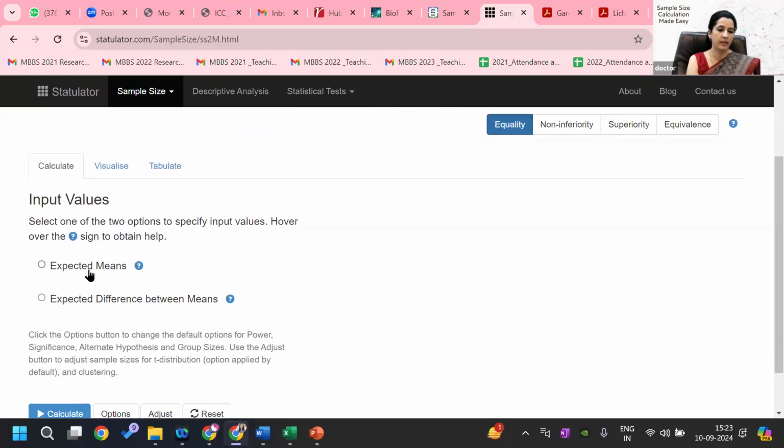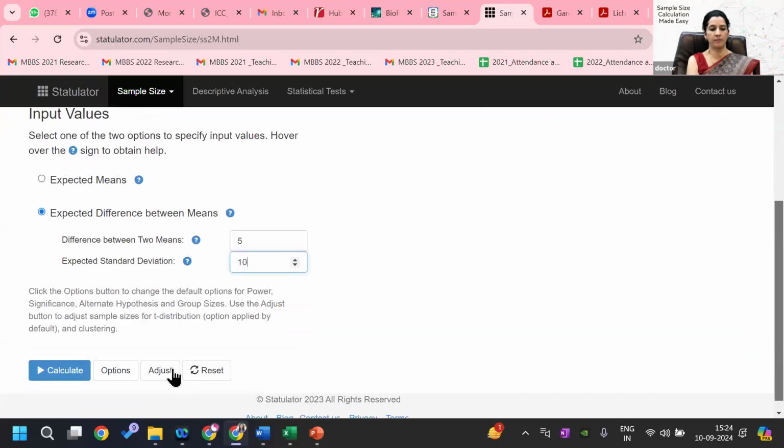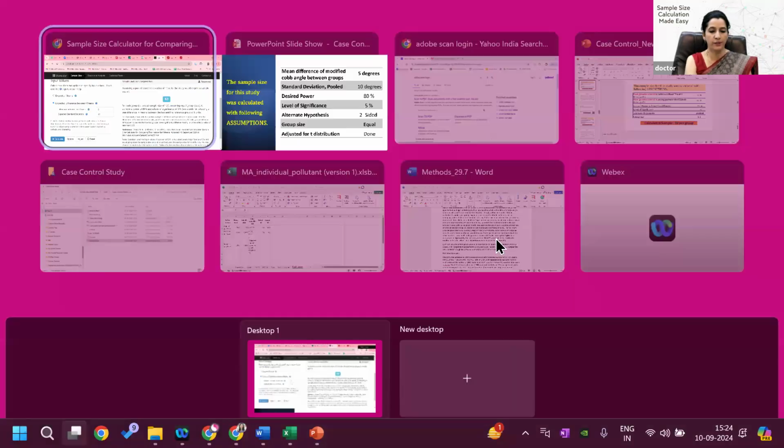And then expected means or expected difference. Since I have the expected difference, the difference between the two angles is 5 degrees. And the pooled standard deviation is 10. If you calculate the sample size, it will be 63 in each group, with a total sample size of 126 because I am taking 1:1. So this is regarding a continuous exposure, if I have an exposure which is continuous in nature.